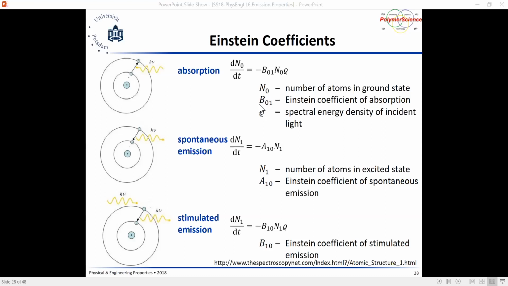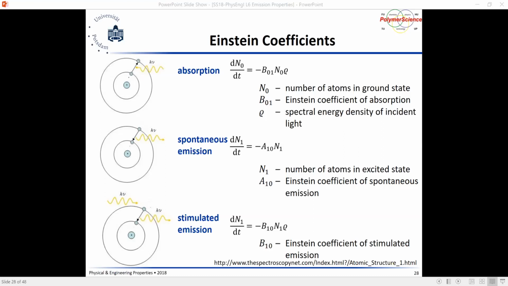And this coefficient gives the probability per unit time per unit spectral radiance of the radiation field that an electron in state 0 with energy E1, let's say, will absorb a photon with energy E2 minus E1. And then as a result, it jumps to a state 1, which has energy E2.